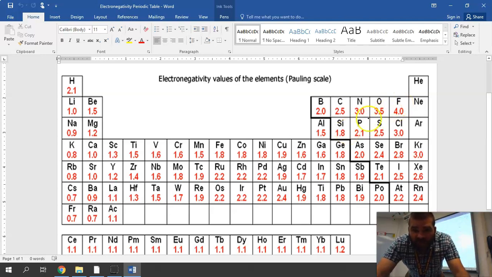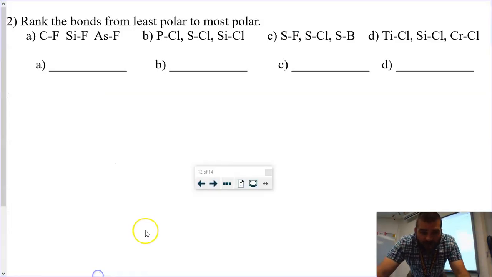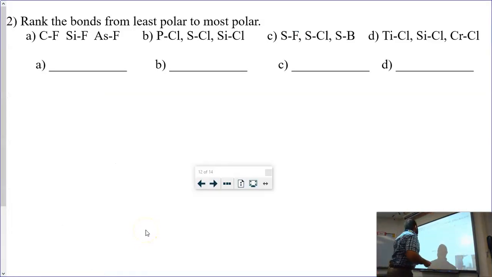The biggest difference in electronegativity means the most polar. So let's go back and rank these accordingly. I said that carbon fluorine is the least, okay? And I'm going to make this easier because I don't want to rewrite all this stuff. So least polar is going to be 1, most polar is going to be 3. All right, and we're going to go 1, 2, 3. So the least polar is the smallest difference.